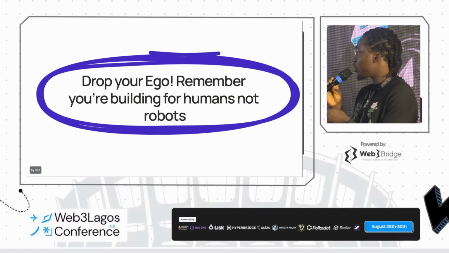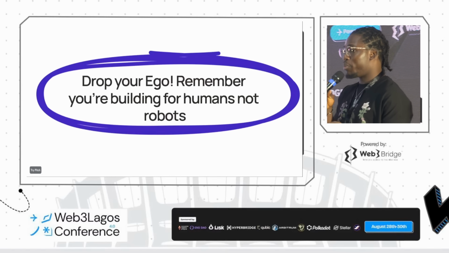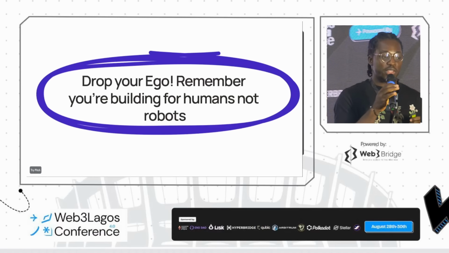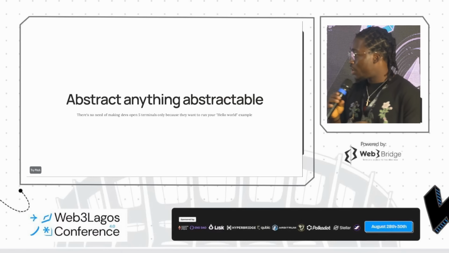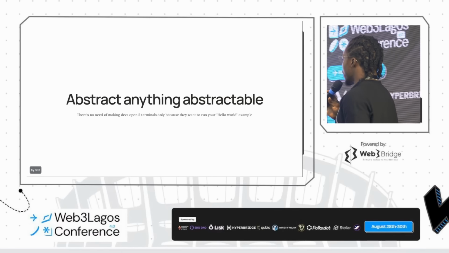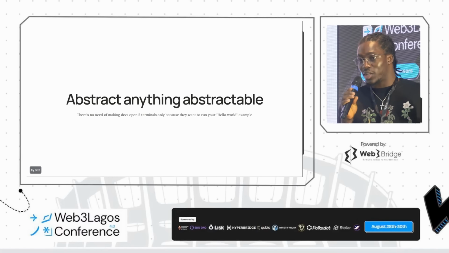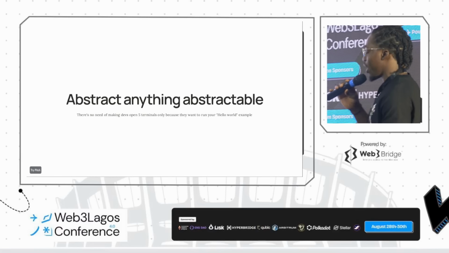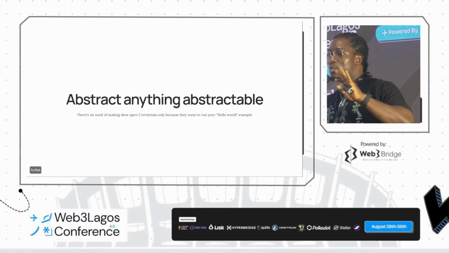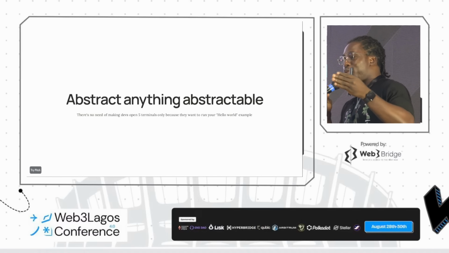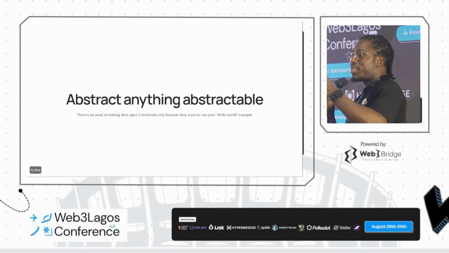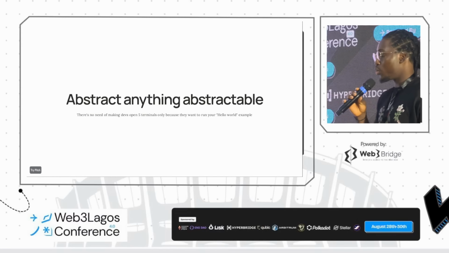Any product you're building, first, you need to drop your ego, build for human beings, use everyday terms, use everyday user experience. Then the next thing you need to do is to abstract anything abstractable. I know it's a bit of tautology there, but yeah, you need to really, really abstract. There's no need for you to give your developers or users 10 different steps on how to just achieve one thing. So you need to abstract everything.